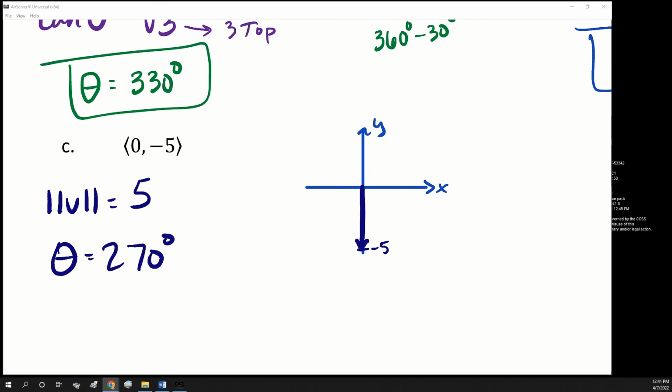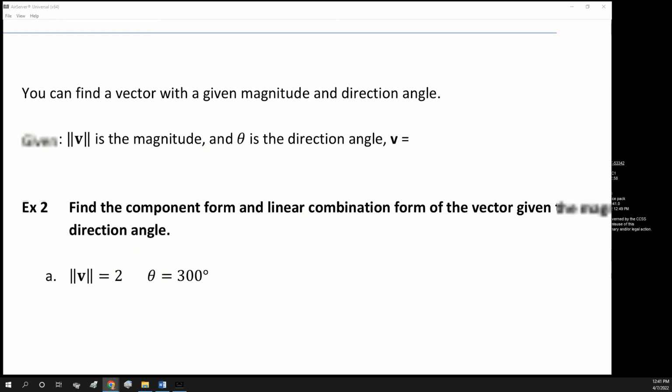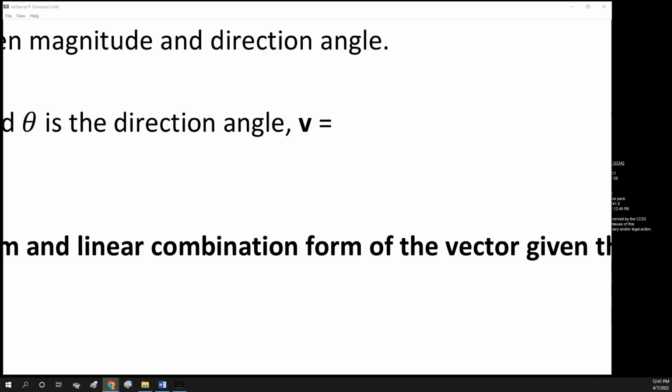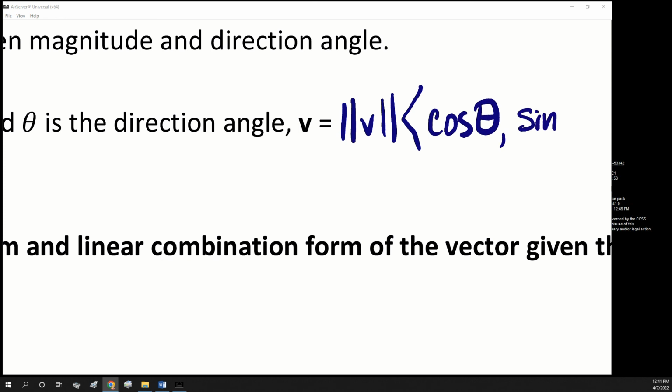Okay, so now we're about to do the opposite. We are going to know the magnitude and the direction, and we are going to find the vector that has that. All right. So if we have the magnitude and the direction angle, we can find a vector by using this formula. You're going to do the magnitude, and then we'll have the component form. We're going to multiply that magnitude by the cosine of theta to get the horizontal component, and the sine of theta to get the vertical component.